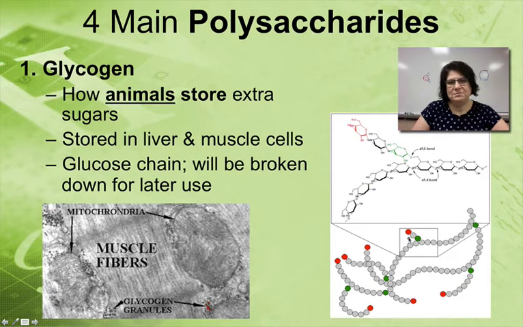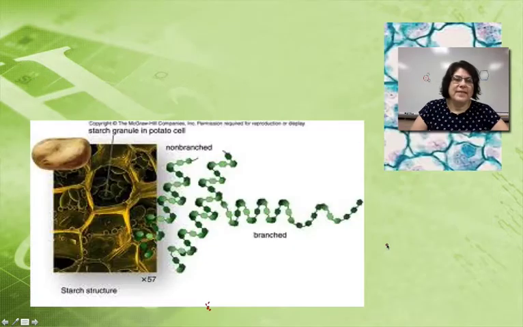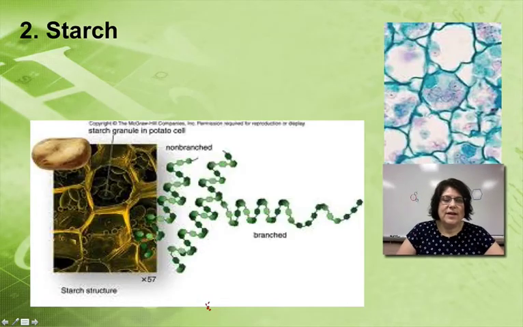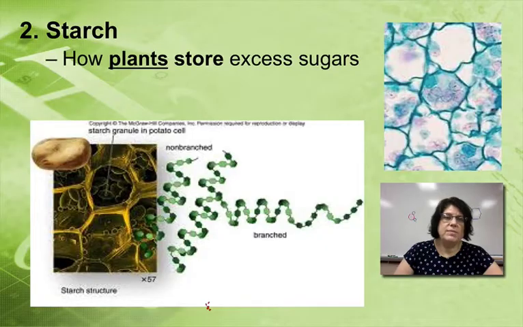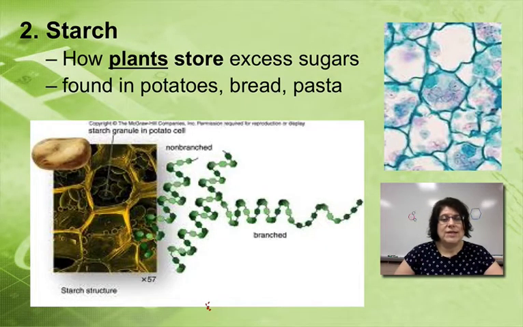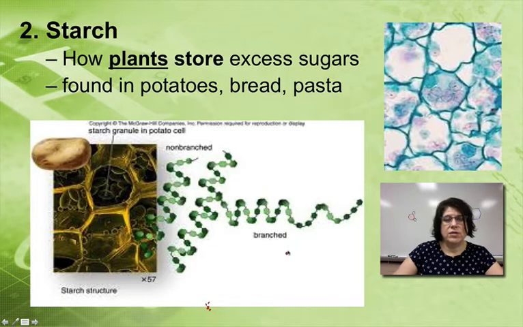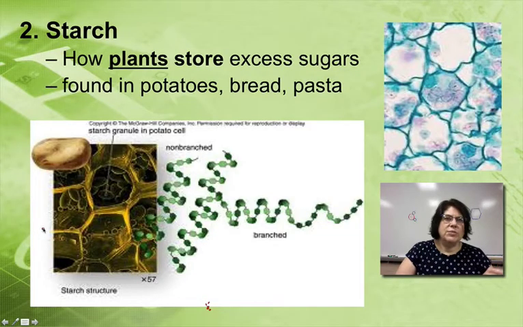Next is still going to be a storage polysaccharide, but it is going to be for plants. So plants store their excess sugars in a little bit of a different molecule that's called starch. You probably have all heard of starch. Here's a potato. That's where we find a lot of starch. Rice, grains, things like that. Plants produce a lot of sugars in photosynthesis. They don't need all those sugars to use right away.